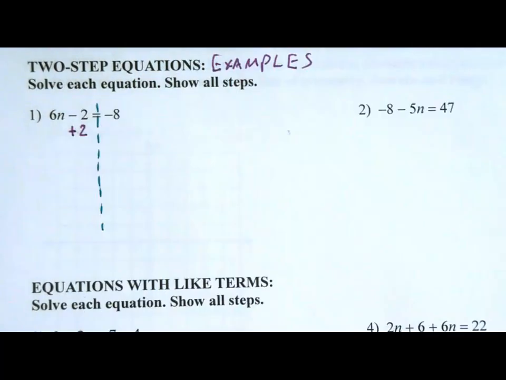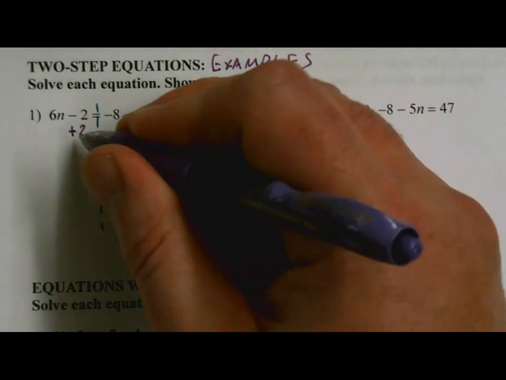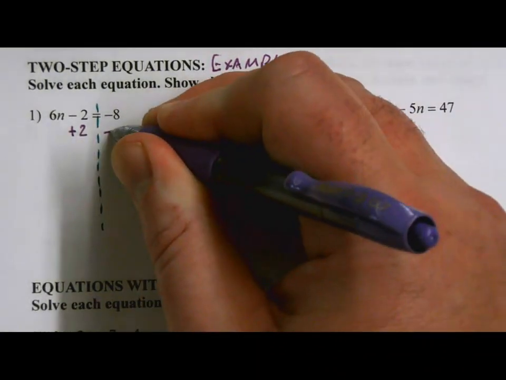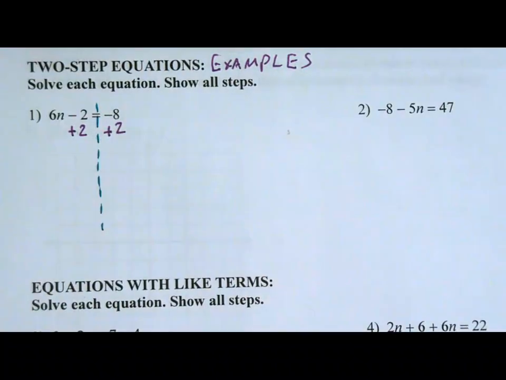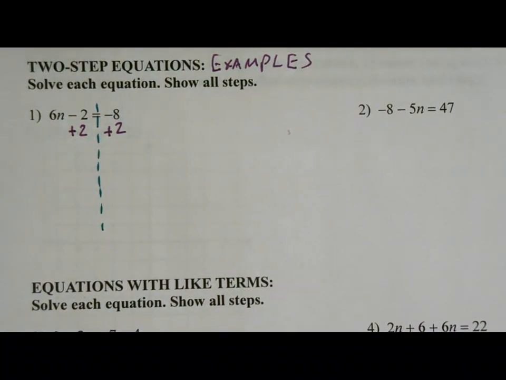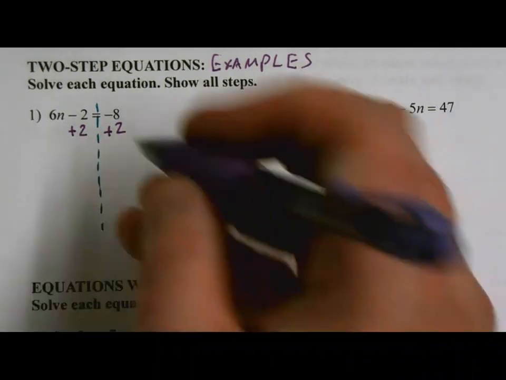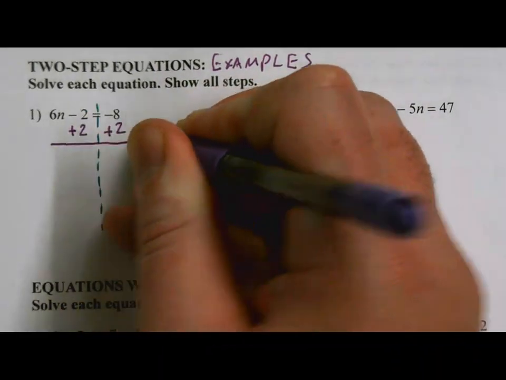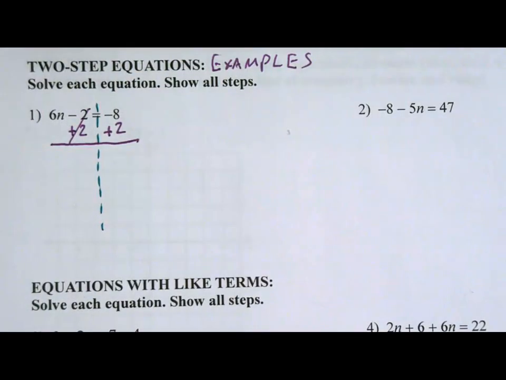Minus 2 plus 2 will cancel each other out. But the rule of algebra is that anything we do on one side of the equal, we must do on the other side. That's why I draw this line down the center, just to remind me to make sure I'm keeping things balanced and doing the same thing, plus 2, on both sides of that equal sign. Let's draw a line here to show we're finished with that step, and we'll go ahead and cross those out because those will cancel. So what's left over here?